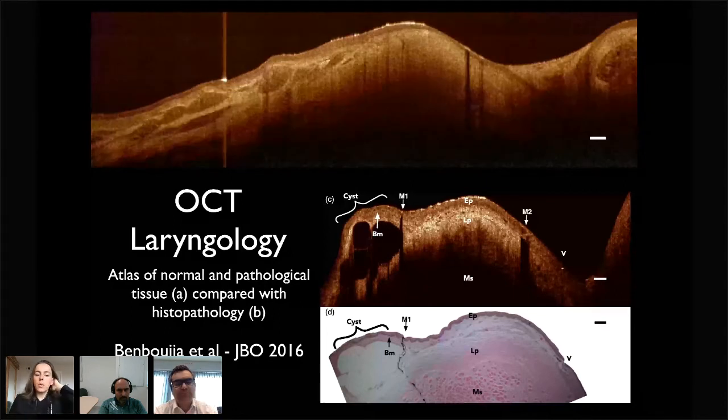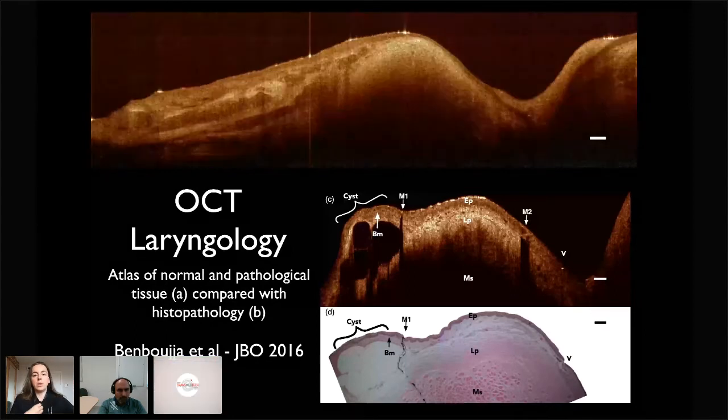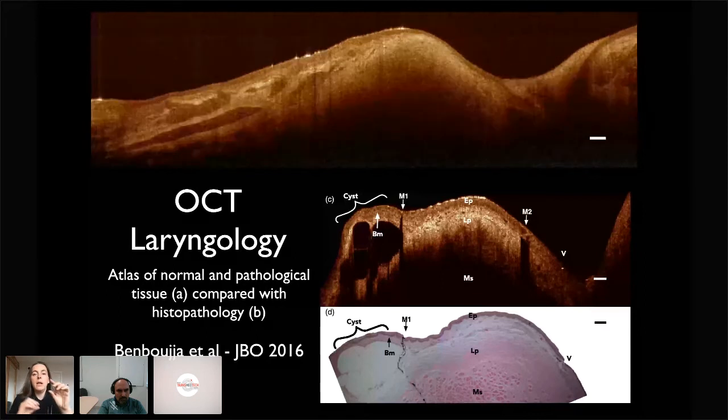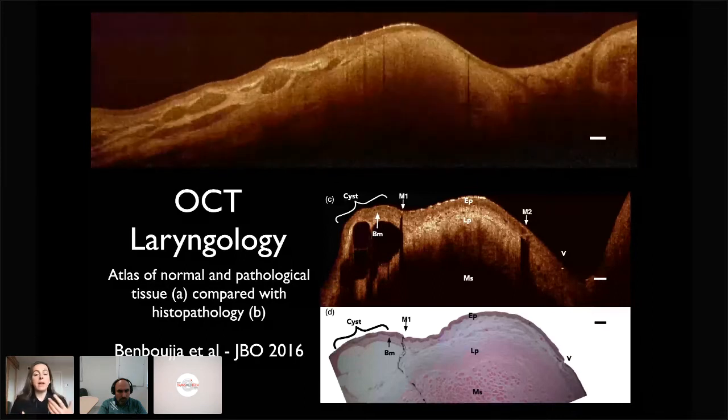And this is the work of my first student, Fouzi Benbouja, who's now an instructor at Harvard. We're doing this in collaboration with the Massachusetts Eye and Ear, where he's using OCT in laryngology to look at normal and pathological vocal folds. On the top, you have a normal vocal fold with the layered structure, the glandular appearance, the normal and false vocal fold. And in the bottom, you have a cyst.